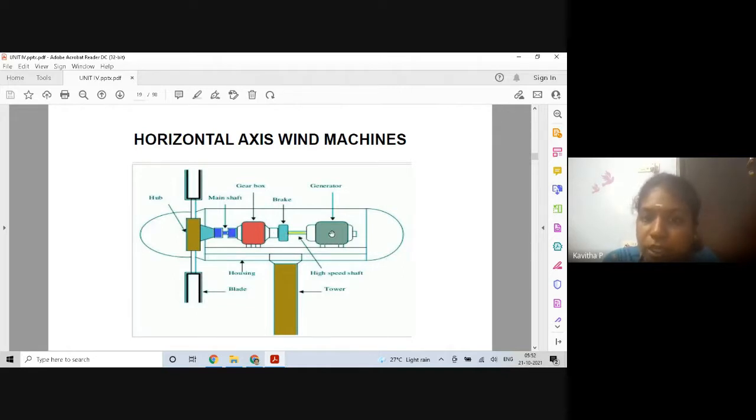And to this shaft, we connect the generators, which will obtain all the mechanical energy and convert it into electrical energy, which is then transmitted through the transmission lines. And we have something called the brake over here. So what is a brake?